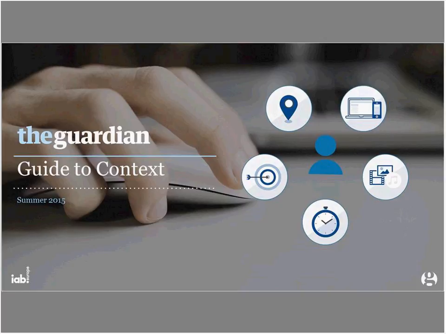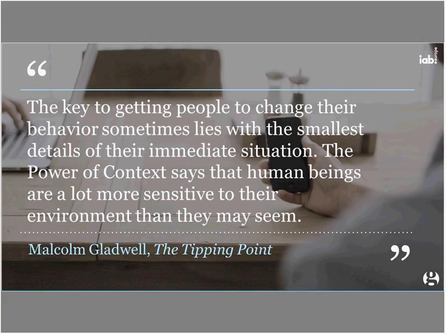Now, as I mentioned, discussions around context are nothing new. No marketing presentation would be complete without a quote from Malcolm Gladwell in his book, The Tipping Point, which was released a whopping 16 years ago now. He talks about context, about the fact that it's the key to getting people to change their smallest behaviour sometimes. It lies in the smallest details in their immediate situation. The power of context says that human beings are a lot more sensitive to their environment than they may seem. And this is essentially what we want to test: whether an editorially relevant environment is subtle or sensitive enough, in terms of the way people connect with it, to have an impact on the advertising that is placed within it.